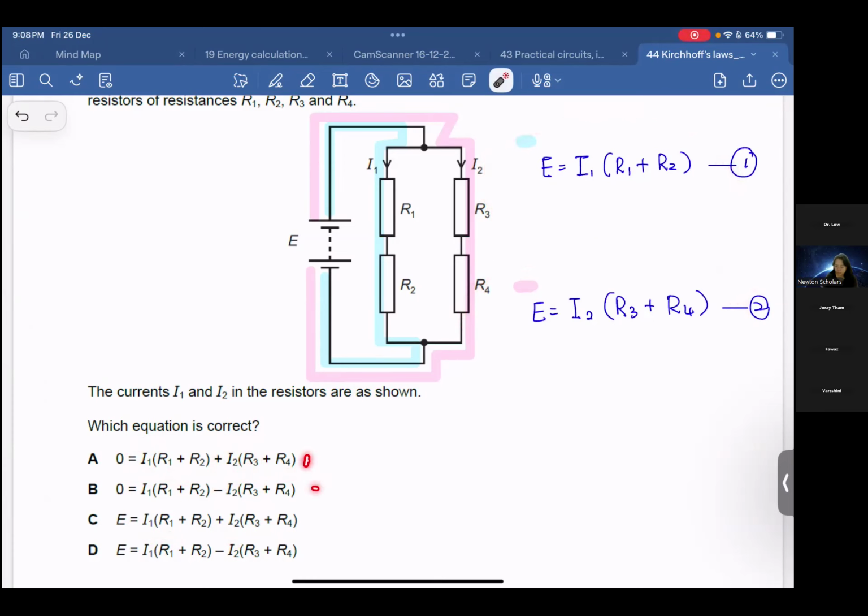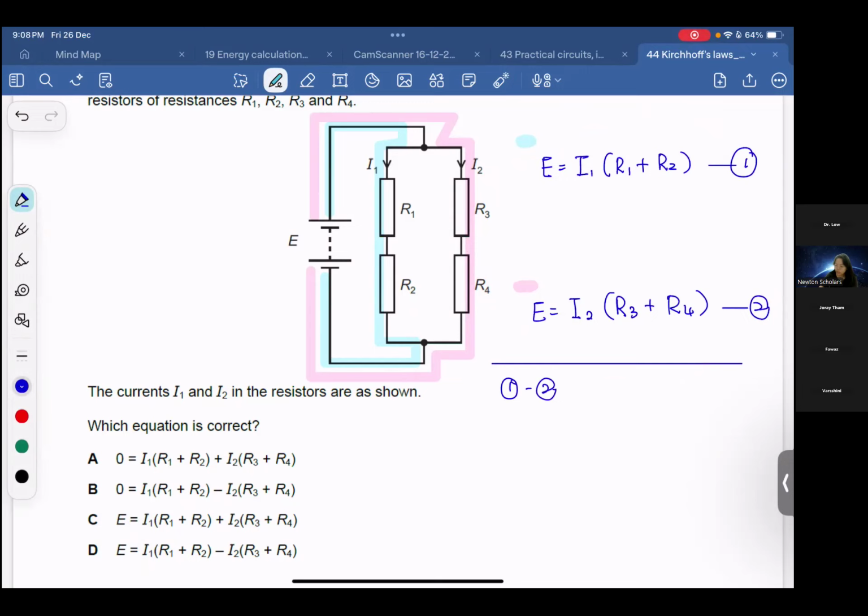Because in A, B, C, D, we have I1 and I2, and R1, R2, R3, R4. So we have to think how to link. Here we can use either plus or minus. If we use minus, equation 1 minus equation 2, then E minus E will be 0. Then it is I1 times R1 plus R2 minus I2 times R3 plus R4. So your answer should be B.